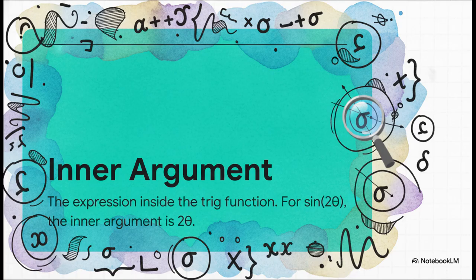Okay, before we go any further, let's get a key term down. That expression inside the function, whether it's 2 theta, or 3 theta, or even something like theta divided by 2, we call that the inner argument. From here on out, our whole strategy is to solve for this entire block first.